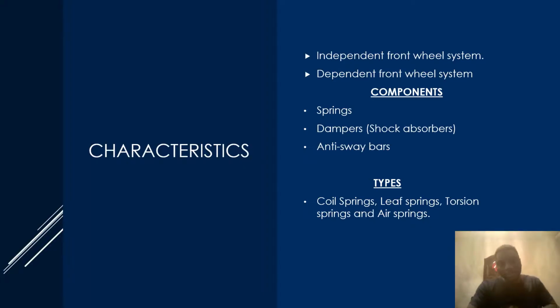So the characteristics of suspension. First, we'll talk about the types of suspension. There are two main types of suspension systems in cars: the independent front wheel, which we'll discuss in the project, and the dependent front wheel. We'll also discuss the components in any suspension system, which include the springs, the dampers, also known as shock absorbers, the anti-sway bar, and maybe the type of springs and the type of dampers.